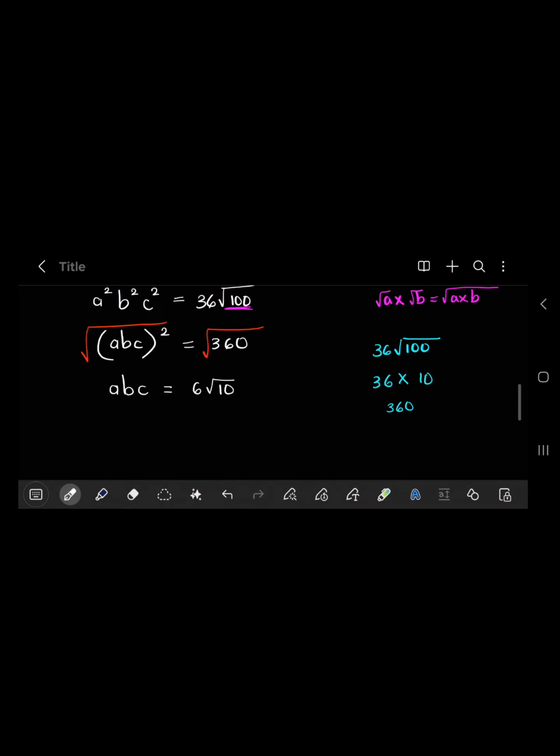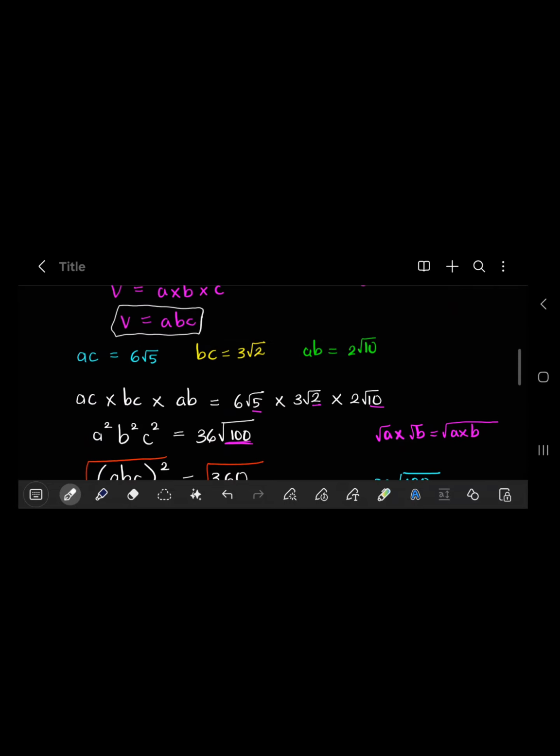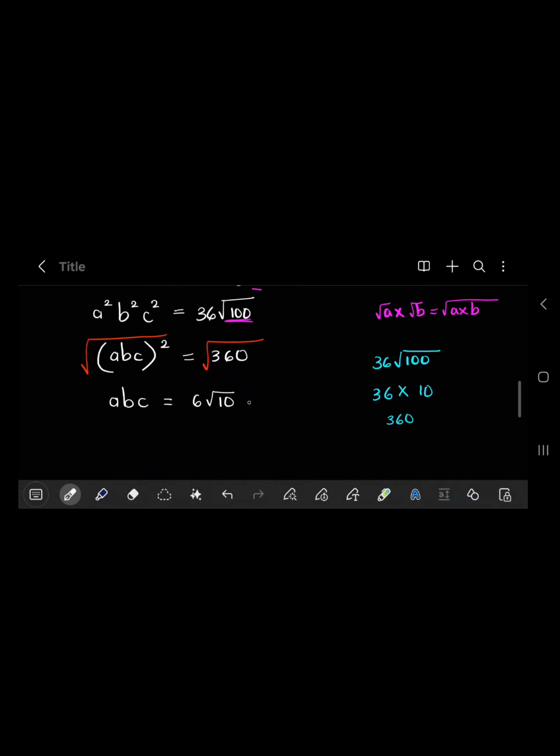So essentially, this ABC value that we have is your volume. Remember, when it comes to volume, your units are always cubed. So we are not given a specific unit to work with. Let's just check. No, we are not. So we can just use the word units. So I'm going to say 6 square root 10 units cubed. So that is our final answer.